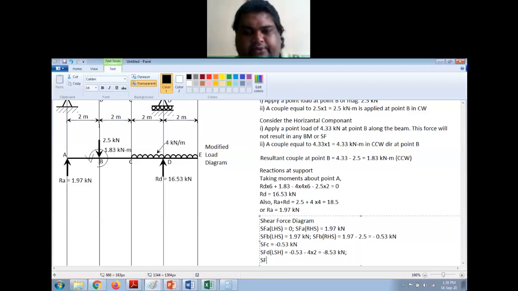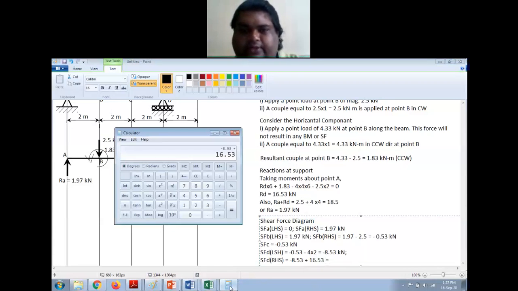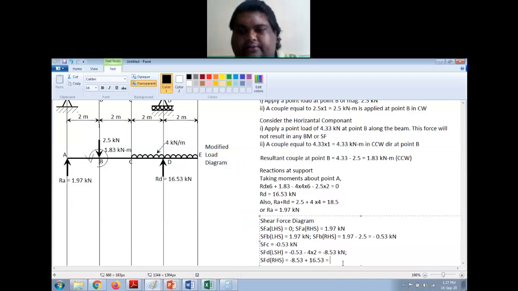Now SFD RHS is equal to, take this value now, minus 8.53. Always take the immediate previous value for calculating the next shear force. So from this I have to subtract this much, right? No, it is addition, it is upward force, so you have to add it here, plus 16.53. Plus 16.53 is equal to 8, right? So this will be 8 kilonewton.